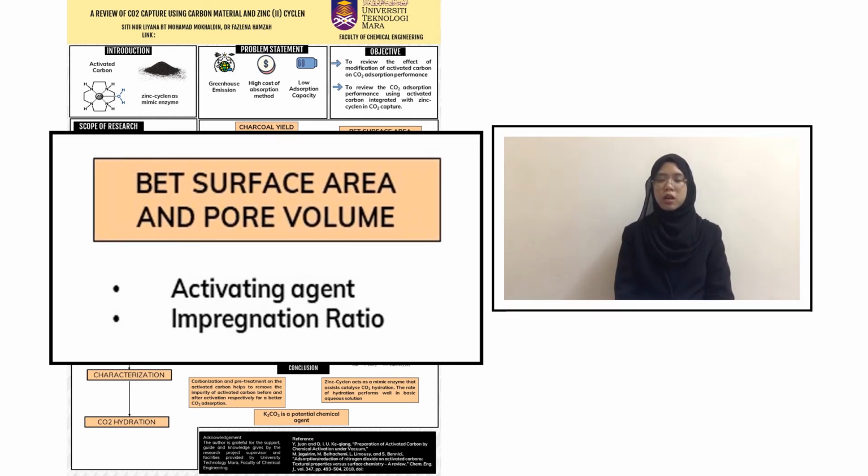A proper selection of activation agent and impregnation ratio is important to produce a high surface area of activated carbon for an adsorption process. Also, it is important for the chemical agent to be safe for the environment. Potassium hydroxide and sodium hydroxide is a strong base which is hazardous, expensive, and corrosive, while zinc chloride is not only harmful to the environment but could cause unwanted problems during disposal.